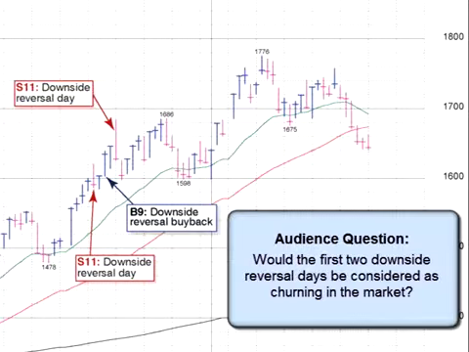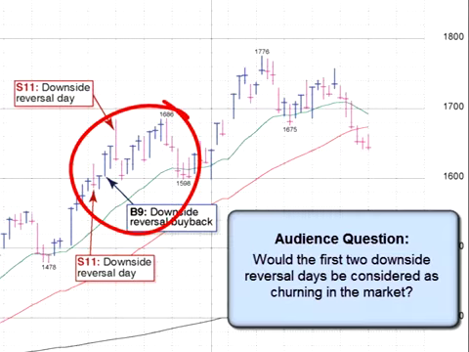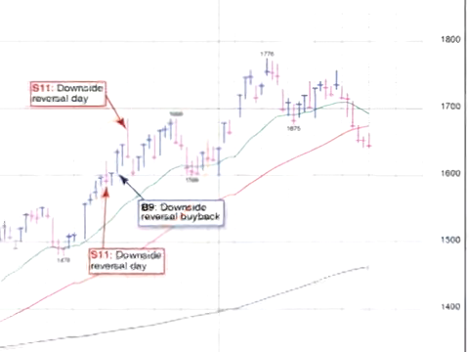So yeah, I would say that in this area here, you hit a new high, you come down, you hit a new high, you fall again. This is kind of churning in the market. I would agree with that.